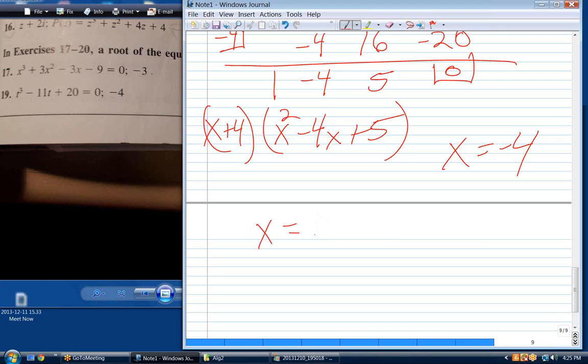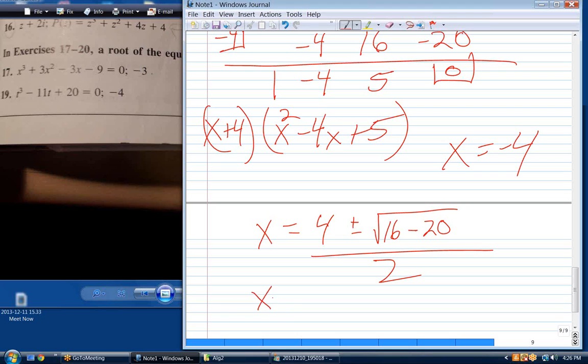Okay? X equals what? So 4 plus or minus the square root of 16 minus 4 times 1 times 5, over 2.